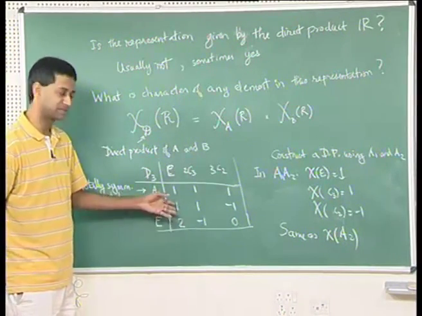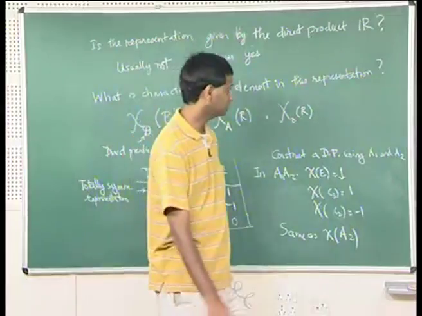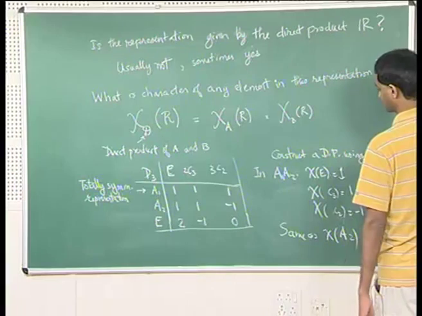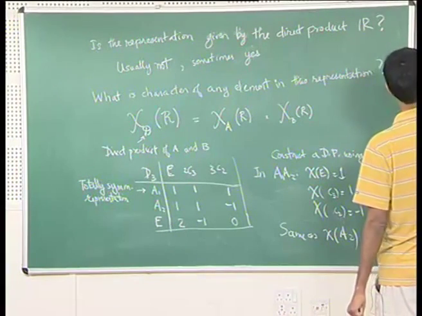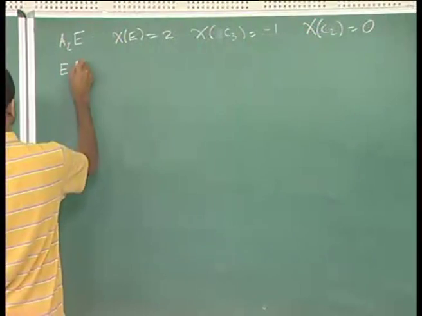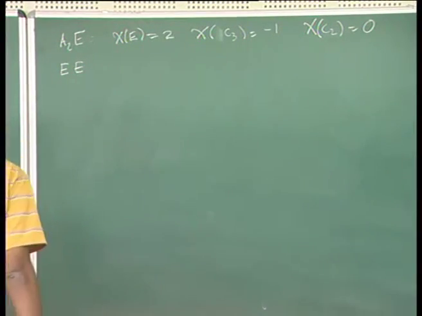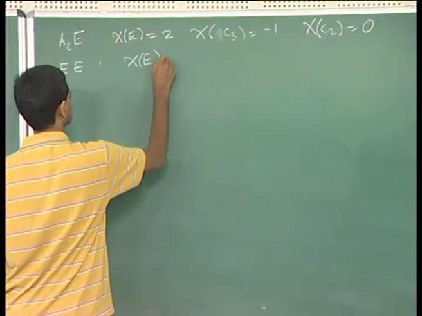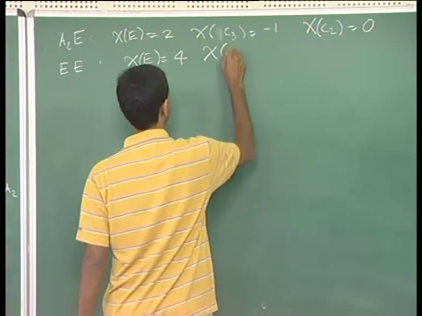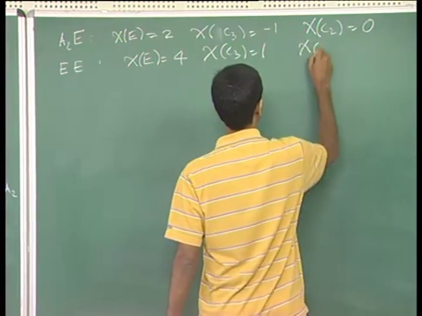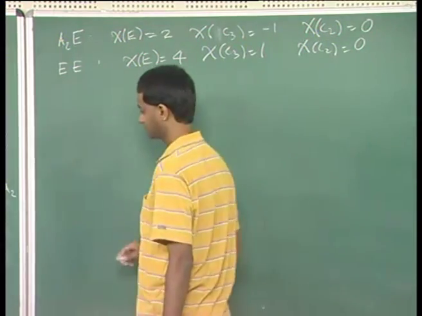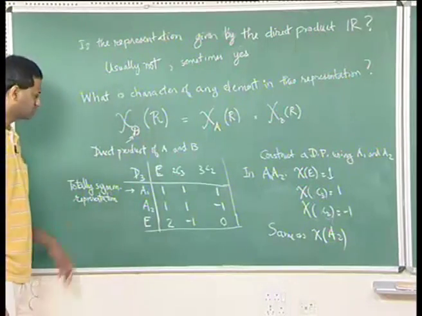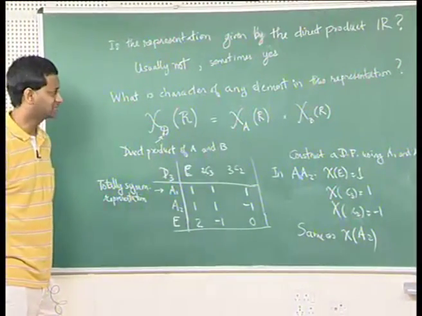Okay, and the two dimensional representation is identical to this E. Now, we can construct other representations. For example, you can look at E times E. In this case, chi of E is equal to 4, chi of C3 equal to 1, chi of C2 equal to 0. So, 2 into 2 is 4, and you can get 1 and 0. This way you can go and construct many such direct products.